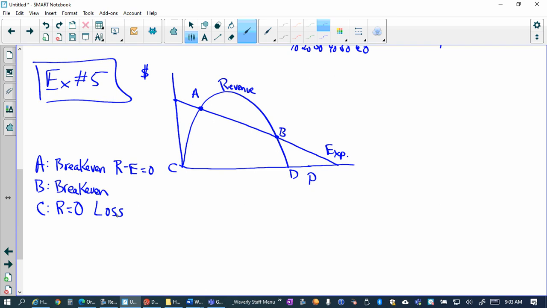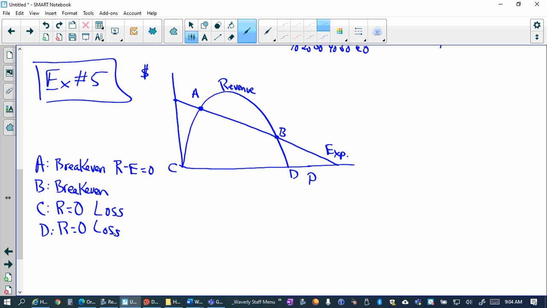Okay, what about point D? Because revenue equals what? Zero. And we still have expenses, don't we? But not quite as many because we're making less because the demand is less here, right? But it's still a what? A loss. Okay?